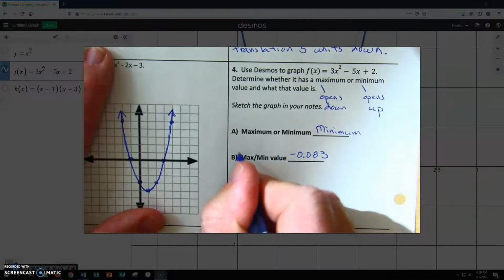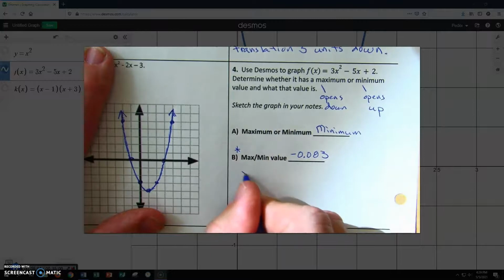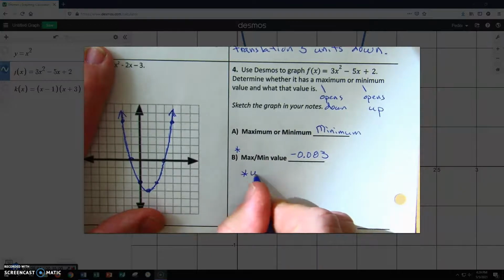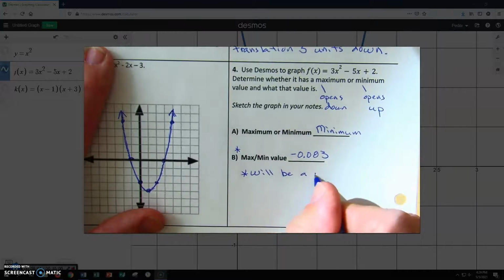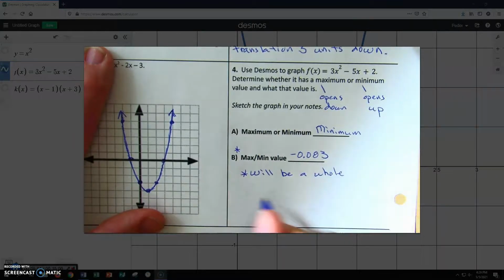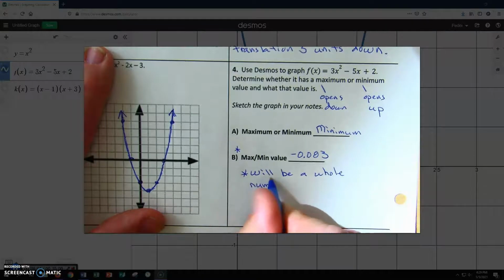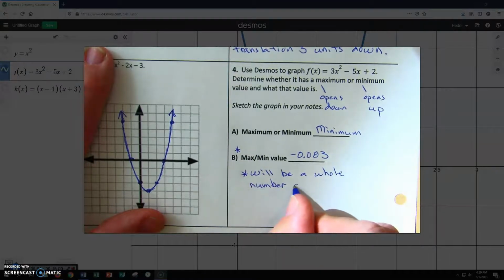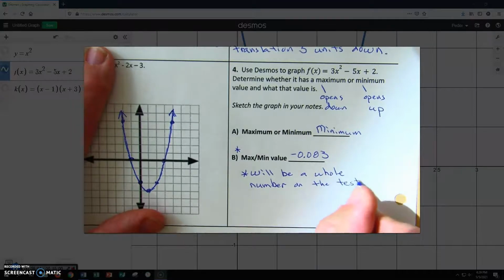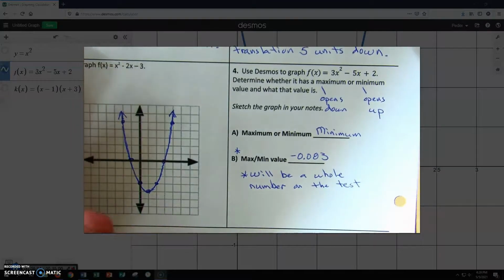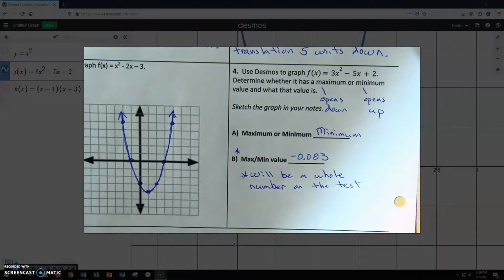And just so you're aware, I'll put a little star right here, it will be a whole number on the test. Okay, so I won't have something like that where you have a decimal. Okay, and I won't have a fraction either. All right, we're halfway done.